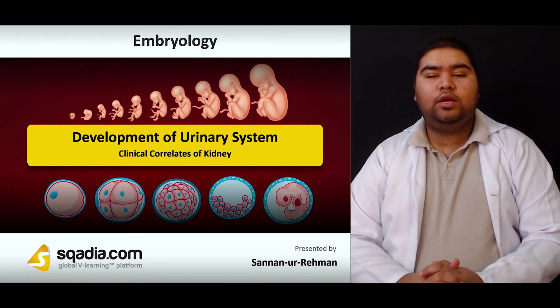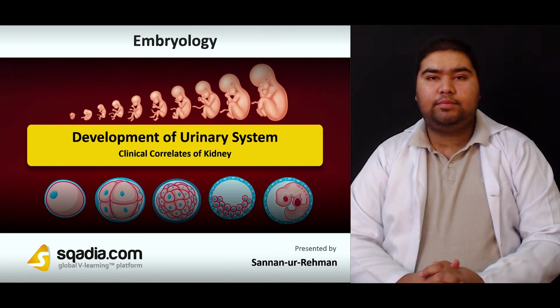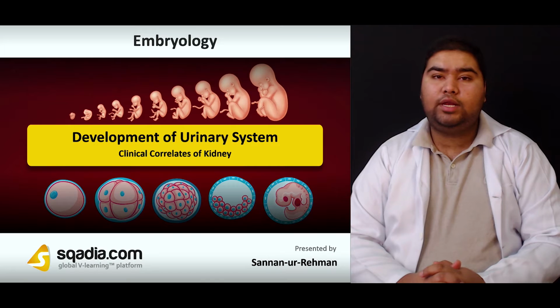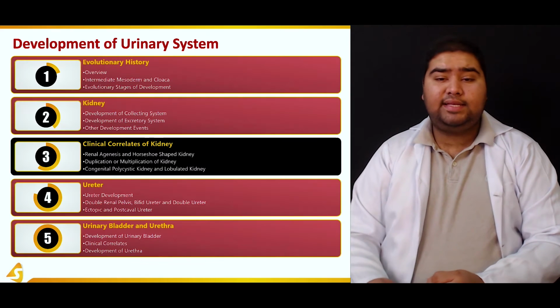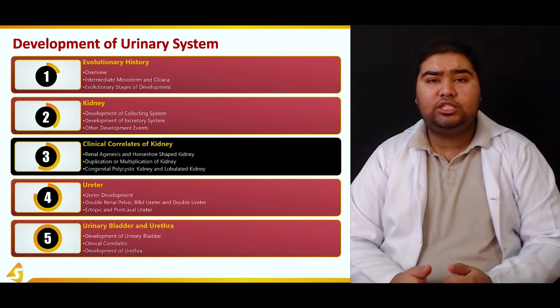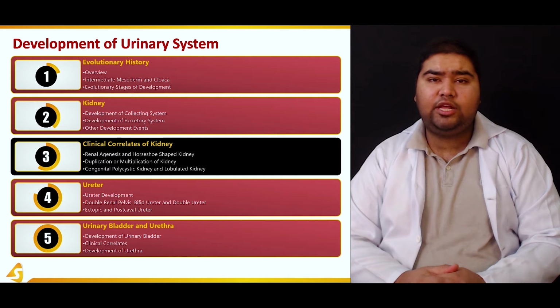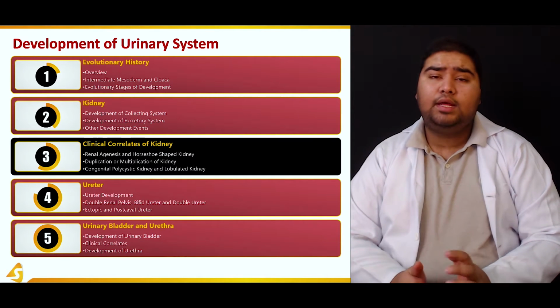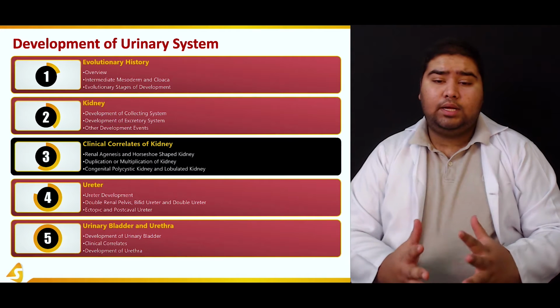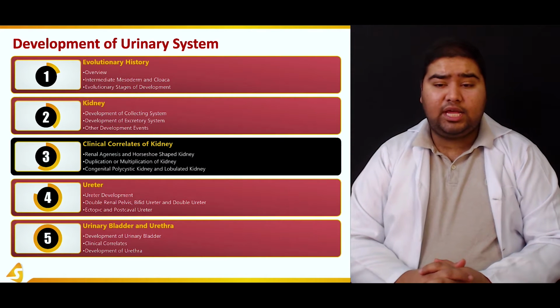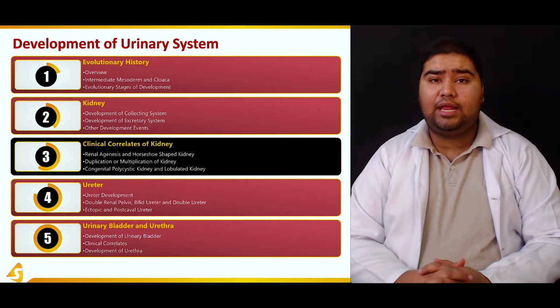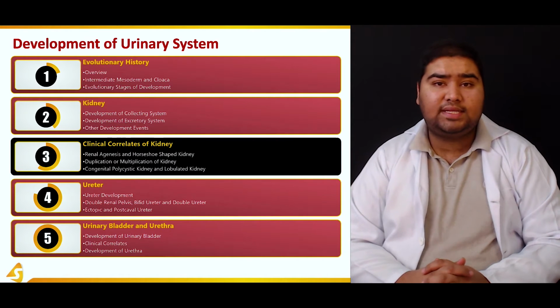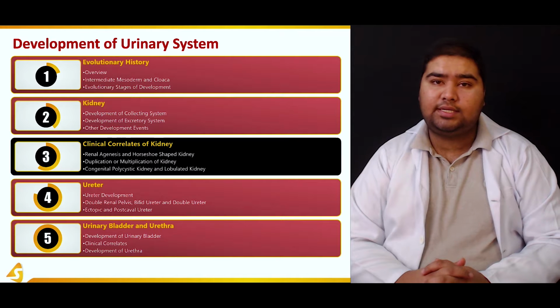Welcome back. We're talking about the development of the urinary system, and now we are at the clinical correlates of the kidney. This section has been divided into conditions which develop from the developmental anomalies that may occur during the developmental process of the kidney. They can be conditions like renal agenesis and horseshoe kidney. They can be duplication or multiplication of the kidney, and finally they can be congenital polycystic kidney and lobulated kidney.